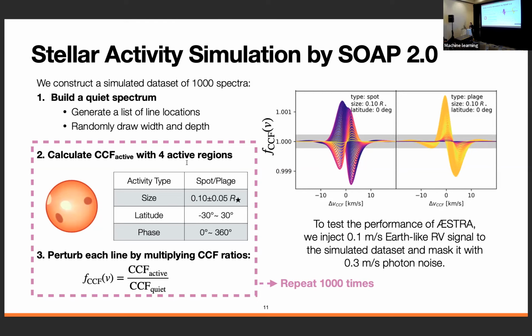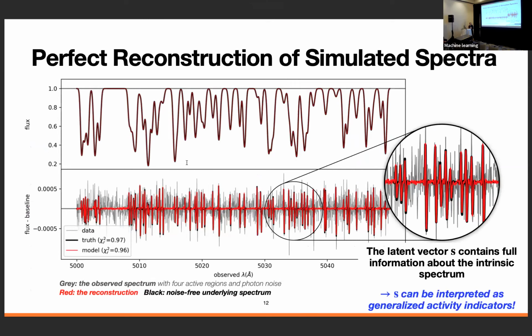stellar rotation. So to test the performance of Astra, we simulated 1,000 different spectral perturbations at different times, and we injected a 10 centimeter per second RV signal into the simulated dataset. Finally, just to make the life harder for the encoder, we injected 0.3 meters per second photon noise, which is 3 times larger than the signal we were looking for. So let's see how it performs.